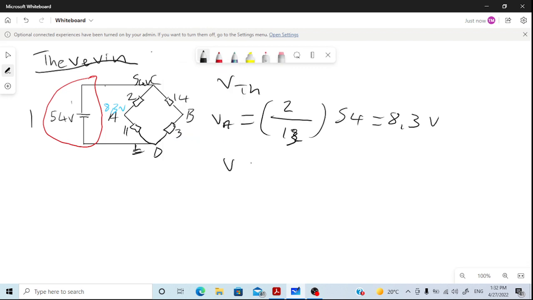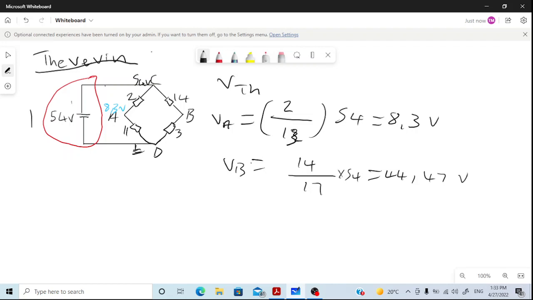Now let us look for VB. So VB would be equal to 14 divided by 17 times 54, which is 14 over 17 multiplied by 54. I am getting 44.47 volts.